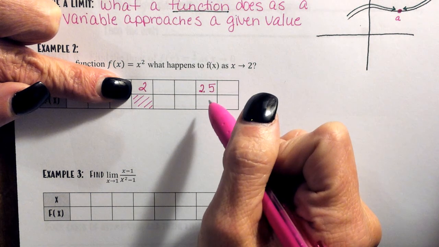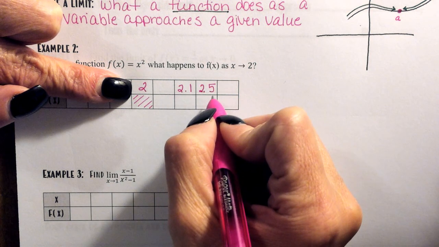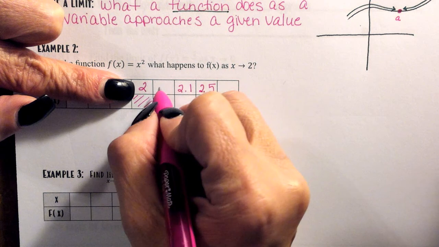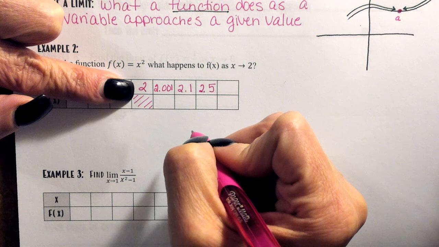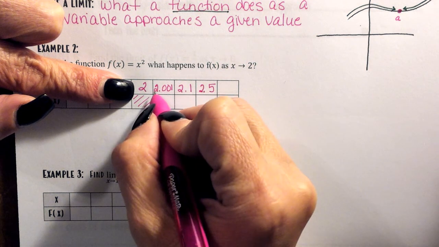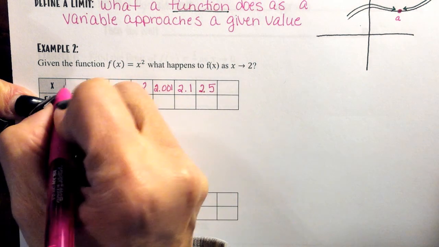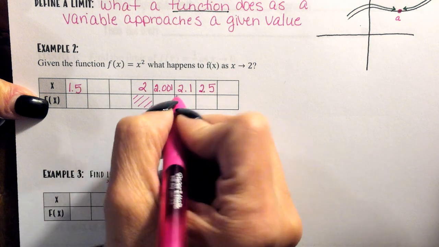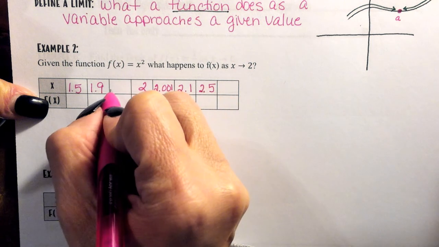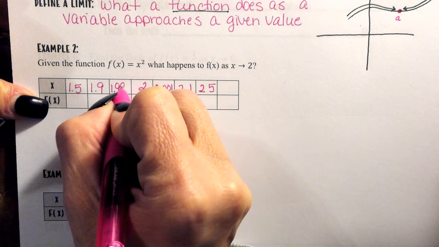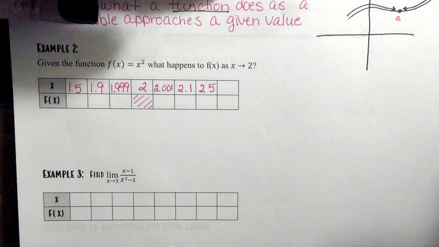And now let's get a little bit smaller than 2.5. Let's do 2.1. And then let's get even smaller, but we can't equal 2. Let's be a little bit bigger than that. So how about 2.001? These are all approaching 2, but they don't quite equal 2. From this side, let's do the same thing. We did 2.5, so let's do 1.5. 2.1 would be like 1.9. And then let's do 1.999.